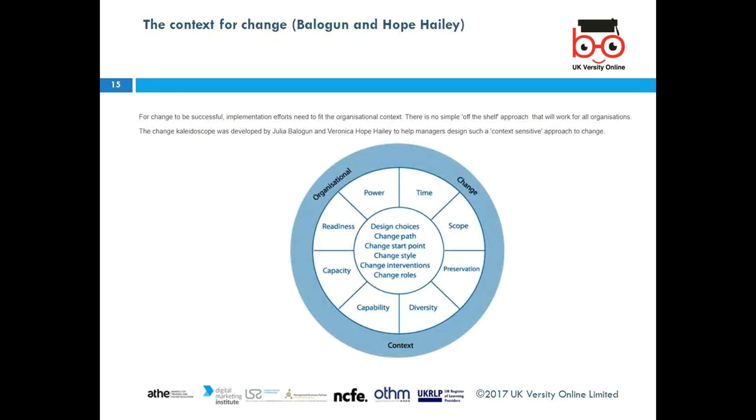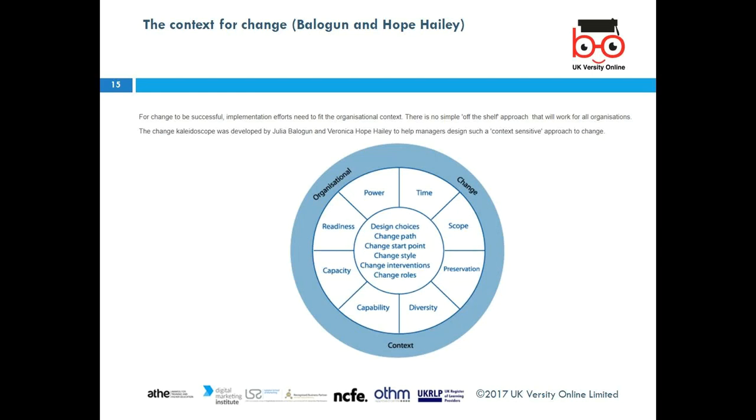Then the next model is about the change context, as Vernica mentioned, the organization. We need to look around what organization we are in, what we really want to change and in what context. So we need to look at the power, time, scope, diversity, capability, capacity and readiness. People are really important, we need to read them. We need to look at whether they are willing to change or not.